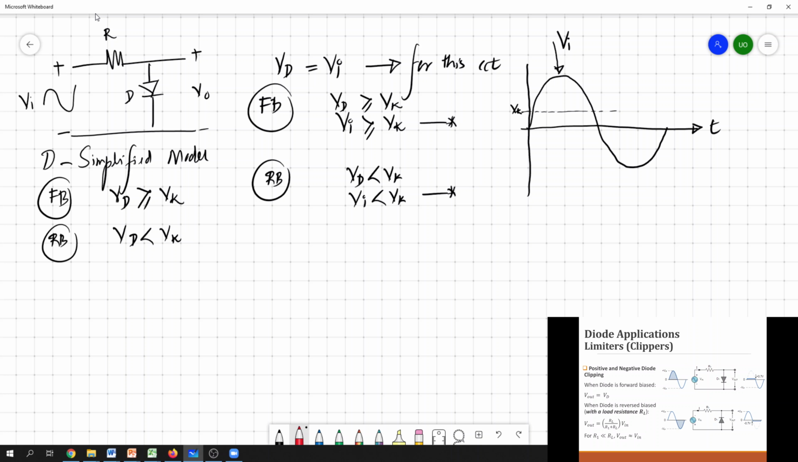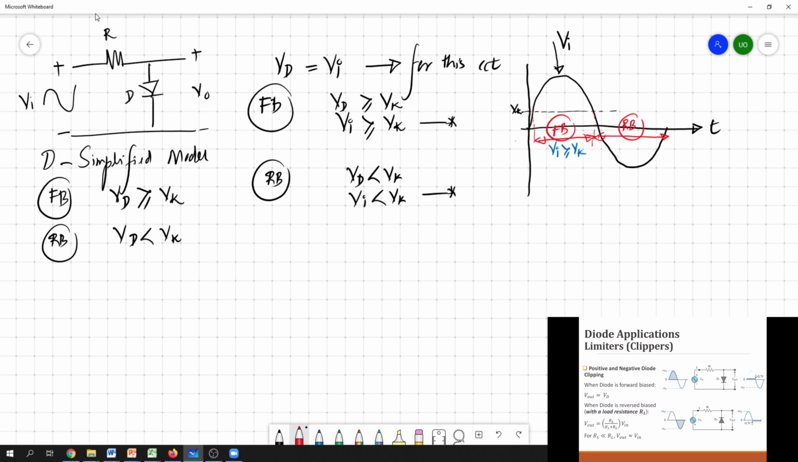So Vi should be greater than or equal to Vk to make this diode forward bias. So this is the region where you can find your input is simply greater than or equal to Vk. So during this period your input is greater than or equal to Vk, so it means during this period the diode should be forward bias. What about during this? Your input is simply less than Vk, so that is reverse bias.